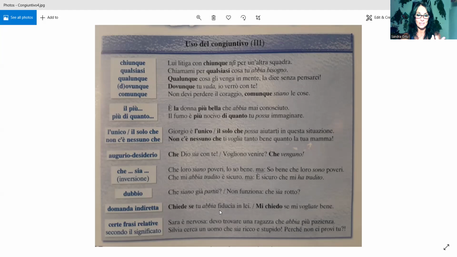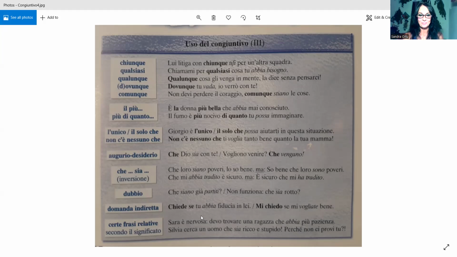So it's an indirect question, meaning she's asking herself whether somebody else. Remember, different subject. And then certe frasi relative, certain relative clauses. I'm not sure, to be honest, what the actual technical word in English is. Some sentences which depend on others, according to meaning.